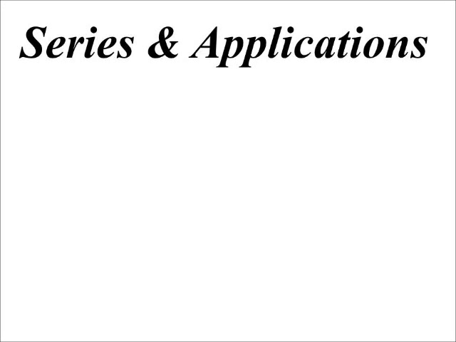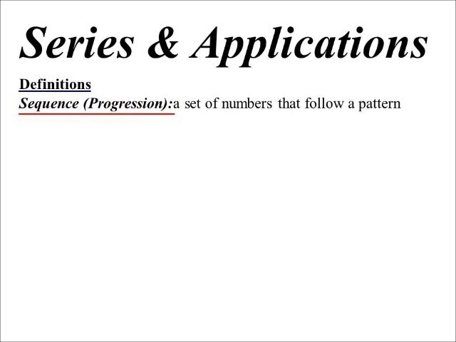Mathematics can often be considered as the science of patterns, and series and the different applications that come from it can be very useful. So a couple of definitions to start off with. A sequence, sometimes called a progression, is simply a set of numbers that follow some pattern. So that's what we call a sequence. A series is when we add the numbers together.